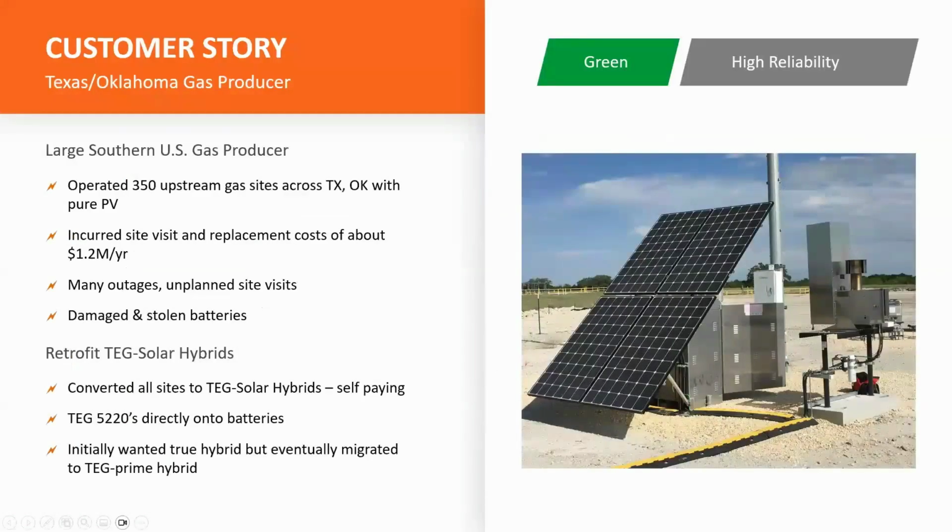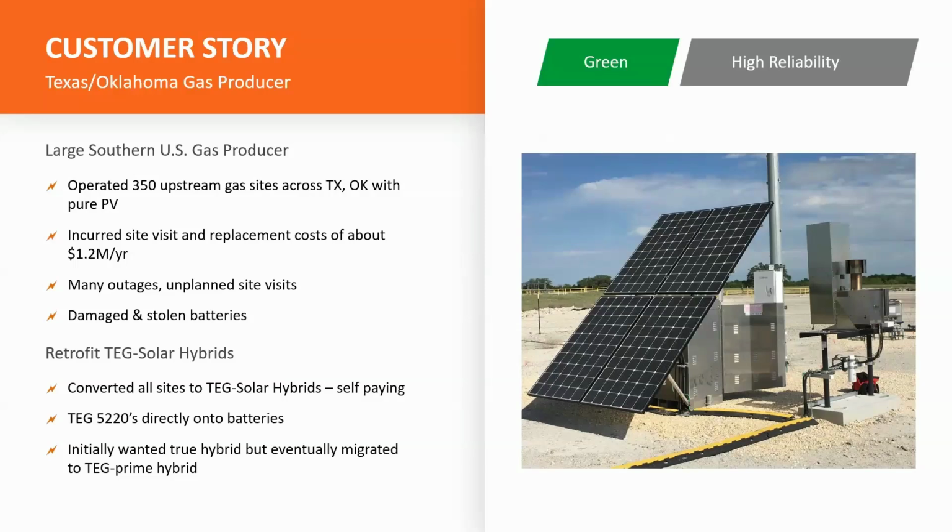So we wanted to also include some of the success stories that we've seen from our customers. One success story that we've seen in Southern US is there was an operator running solar systems in Texas and Oklahoma with just pure solar. What they were seeing is that they were incurring total operating costs to replace either depleted or stolen batteries up to the tune of $1.2 million per year.